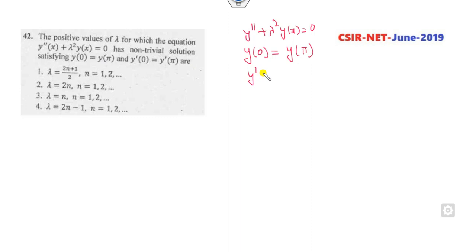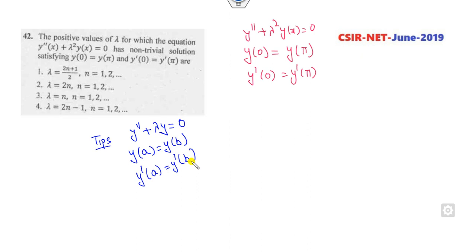What is the tip for you in this case? Whenever there is a differential equation of this form such that y of a is y of b and y dash of a is y dash of b, that is the endpoints are the same, then it means it has a periodic function or periodic eigenvalue. So you can see what is the tip for you. In that case, the eigenvalue will always be 2n pi by L.